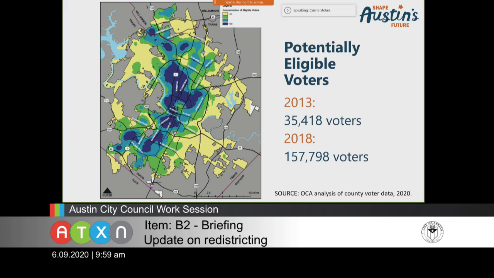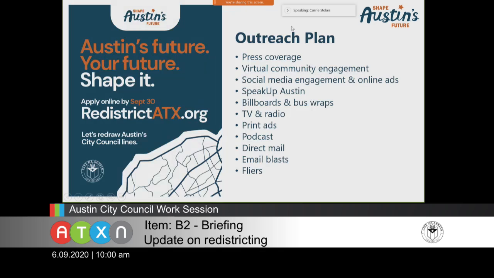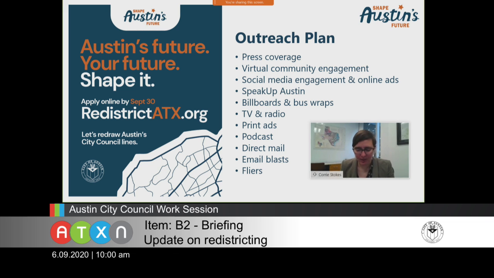So given the increase in potential applicants, we have expanded our outreach. We expanded our outreach, both because of the increase in possible applicants, but also the current pandemic has really changed our planned approach and outreach. We have to meet the timelines in the charter related to the commission. And so we've really shifted our focus.